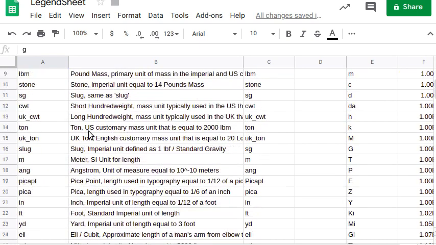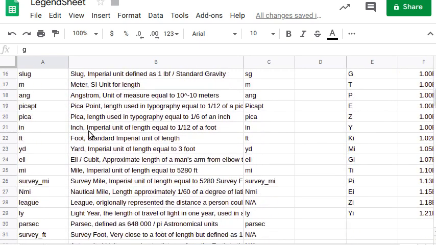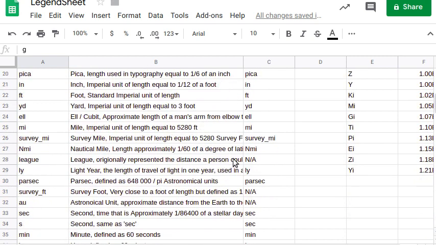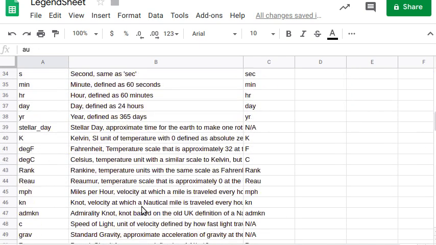Grams, a lot of them are exactly the same. But then we're going to notice we have, okay, here's our first one that's NA. So league. We can't convert that to anything using Google Sheets. Survey foot, which is kind of a slightly different definition of the foot. Astronomical units are not available in Google Sheets. A stellar day, which is just the amount of rotation of the Earth, not the standard definition of a day, which is 24 hours.